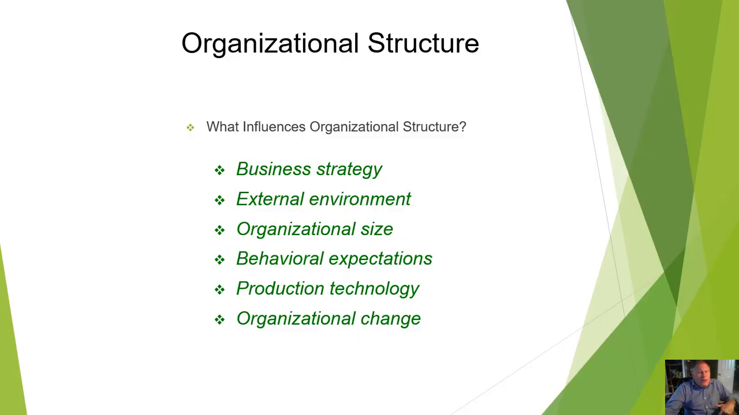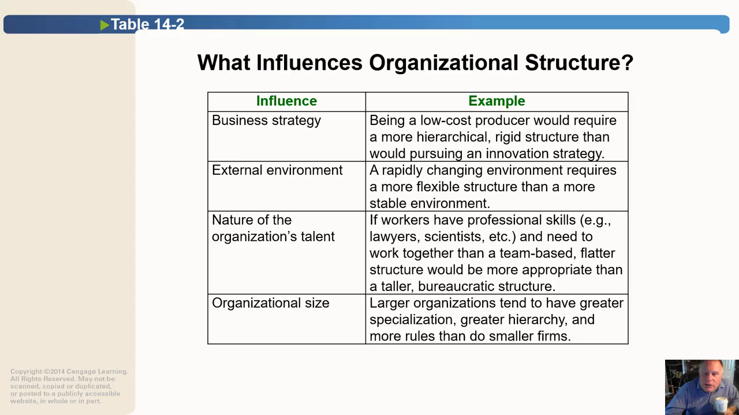So what are some of the things that we look at? What influences them? What's the business strategy? This comes back to, what are the goals of the company? What is the environment in which they do business? What's the organizational size? There's different needs. Size of company dictates an organizational chart. What is the behavior? What are the expectations of people and workers? What's the technology that is in place? What about organizational change? We did take a look at that earlier on, but all of these things come together influencing the structure.